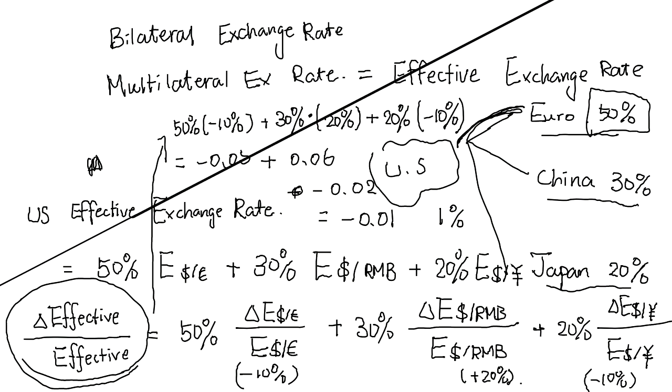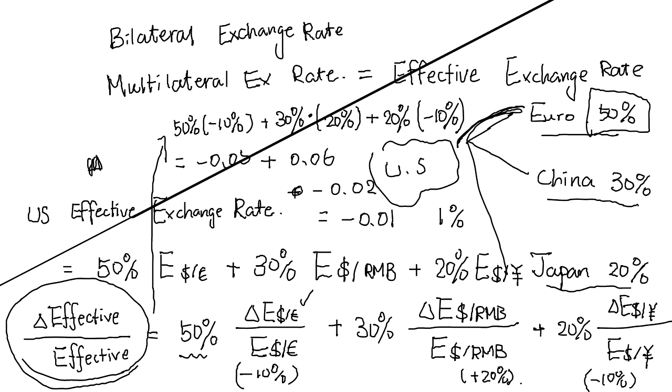But in reality, the US probably has more than 50 countries as trade partners. So in order to figure out the change of the effective exchange rate, you have to count the weight of each of their bilateral exchange rate changes, right?